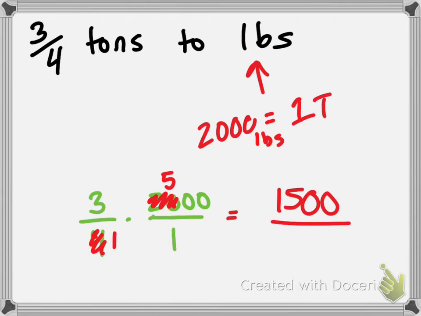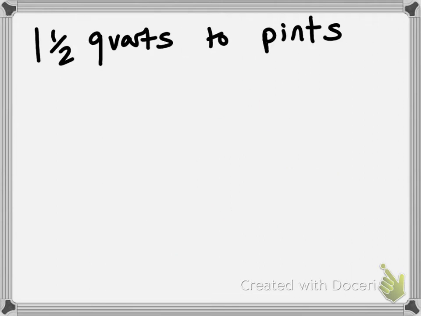1 times 1 is? 1. And if something's written over 1, it doesn't matter. We don't need it. So perfect. That's our answer. Cross-canceling before will always make sure you have the most simple answer, the answer in simplest form. What about this one? 1.5 quarts to pints.